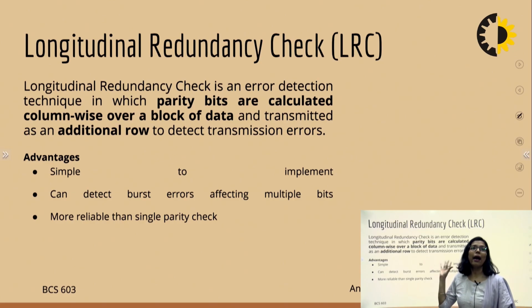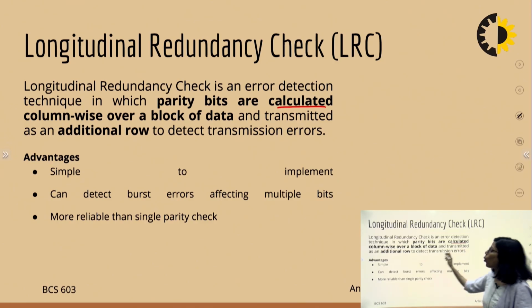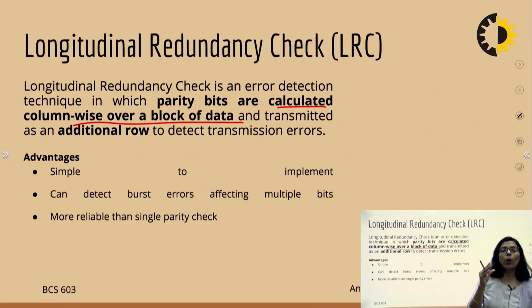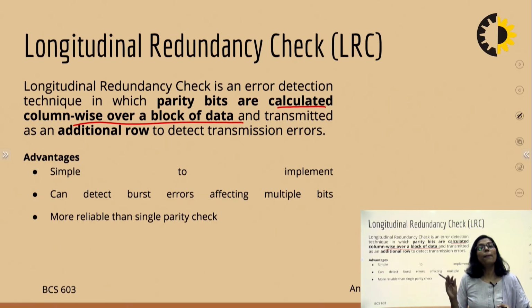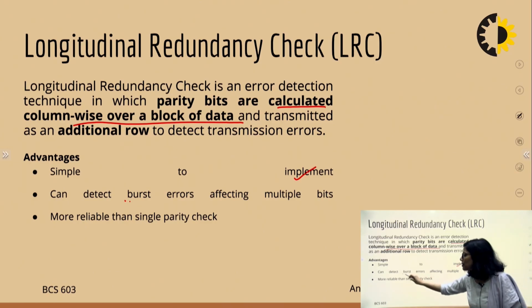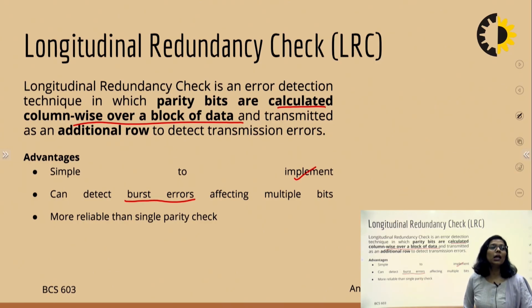For that, we have the LRC technique, that is longitudinal redundancy check. Here, the parity bit is calculated over the columns, over blocks. So, we are calculating the same fundamental thing as VRC, but here we first divide the message into different blocks and then put them together, and vertically we find out the parity bit. It is very simple to implement, and the purpose is to detect burst errors.